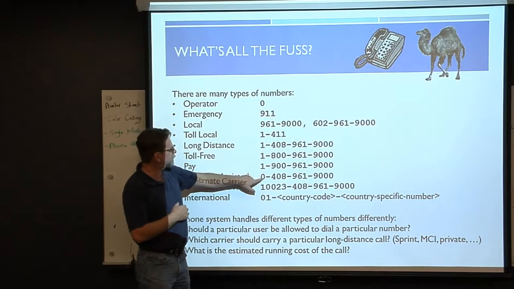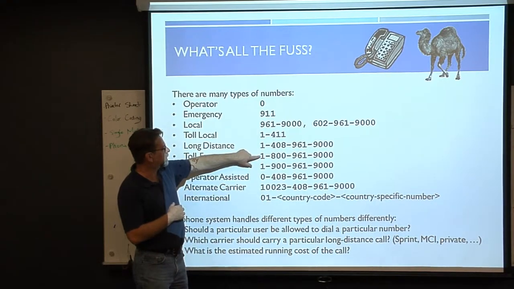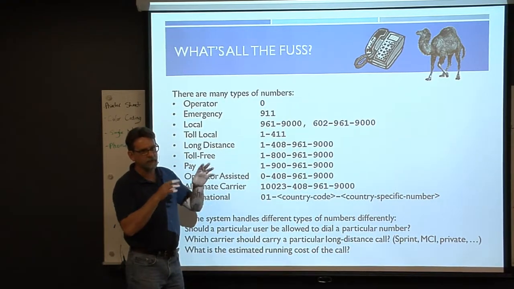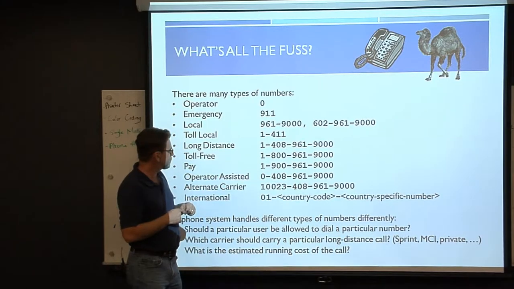Operator assisted: you can put a zero in front instead of a one, and then you actually get the operator on the line, and they can help you make further connections if you need it.